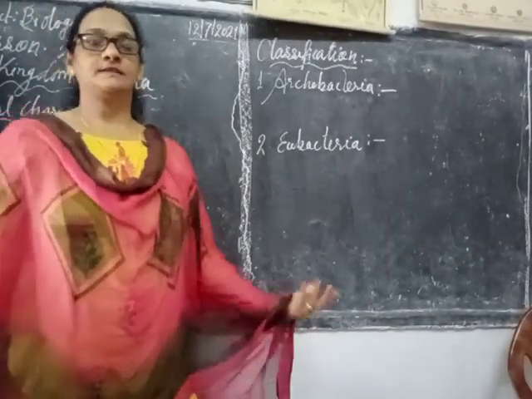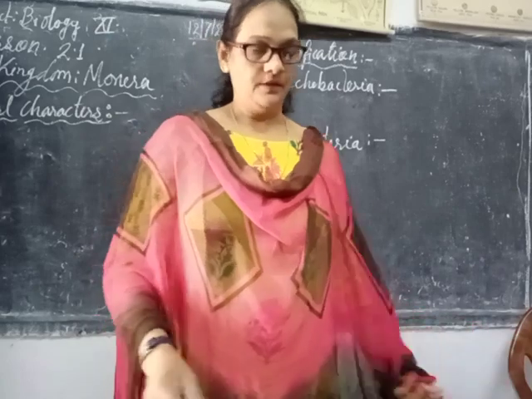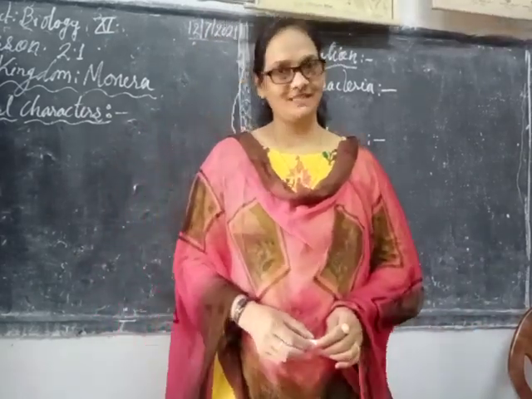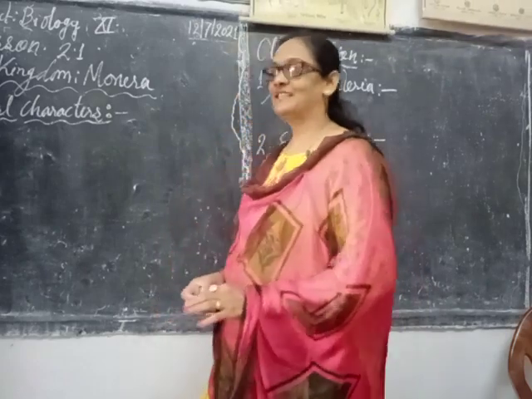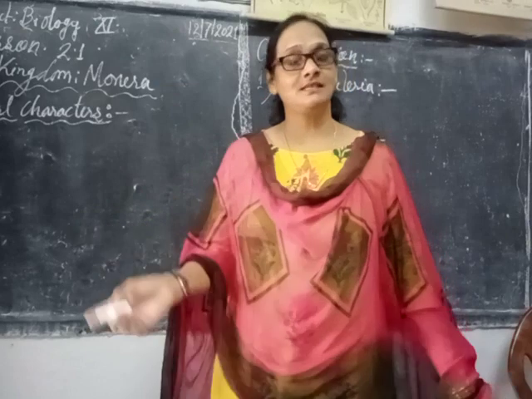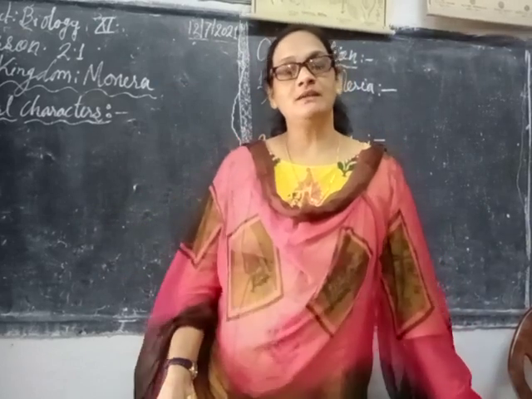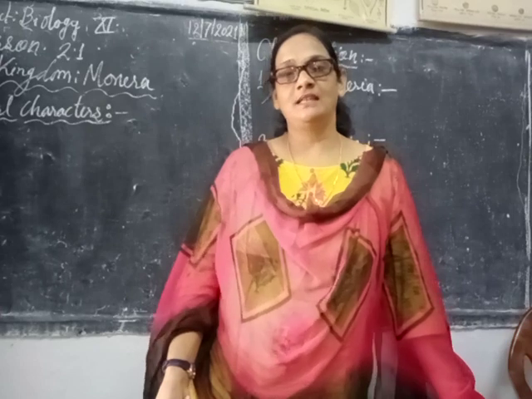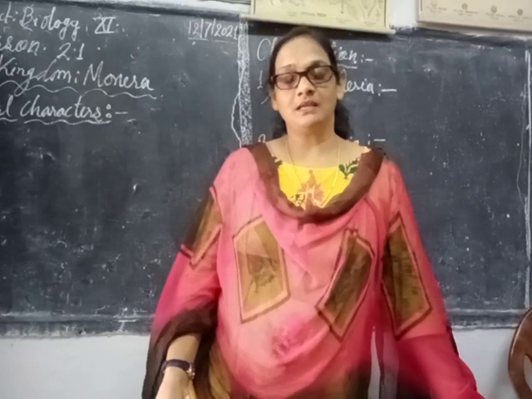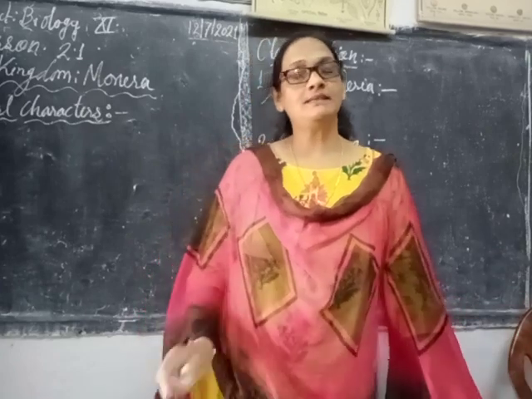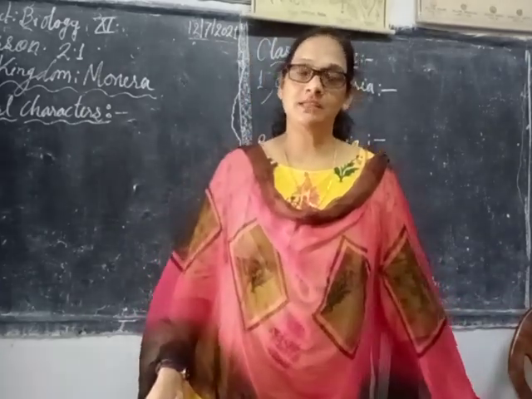Good morning, class 11th. Today we will go for the first kingdom, Kingdom Monera, which is in your chapter 2.1, Kingdom Monera. Dear students, you already know the general characteristic features of the Monera: they are prokaryotic, primitive type cells, unicellular and microscopic. All bacteria and viruses are included in this group.